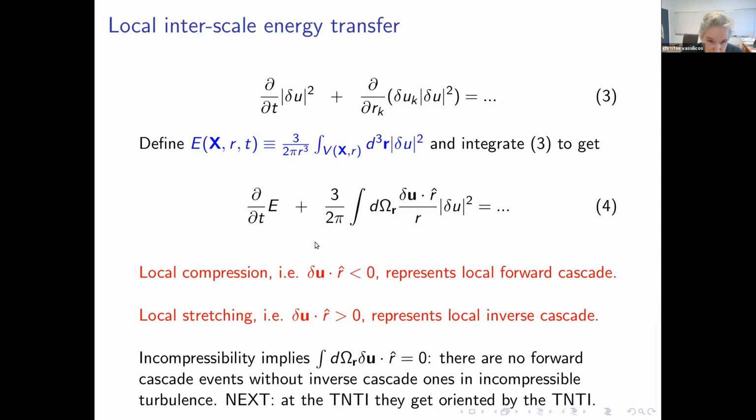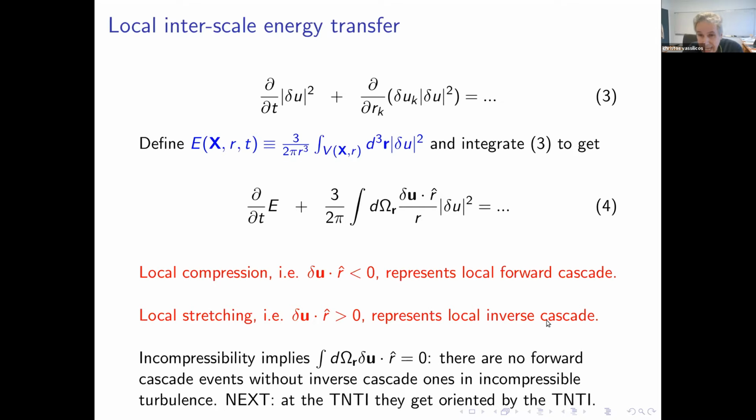Local compression is when the two velocities at the two points are directed in such a way that delta u dot r is negative. And this will represent a local forward cascade, as it will lead to this dependency being positive and increasing, so the energy inside this volume of size r increasing. Local stretching is the situation where the two points have velocities which move the two points apart from each other. That is local stretching. It would represent local inverse cascade.